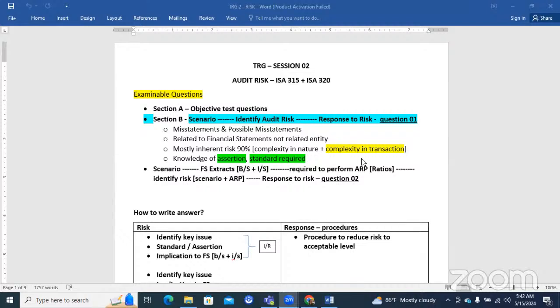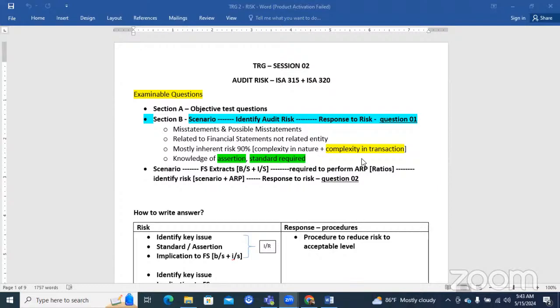So when the company is not complying with a standard, or the auditor is unable to verify an assertion, both make the transaction more complex. So complexity in nature and complexity in transaction: in 90% of your case studies, students concentrate on complexity in the transactions only. Therefore, when you are doing audit risk questions, try to understand one thing. The knowledge of assertions and the knowledge of standards is very important to capture complexity in the transaction.